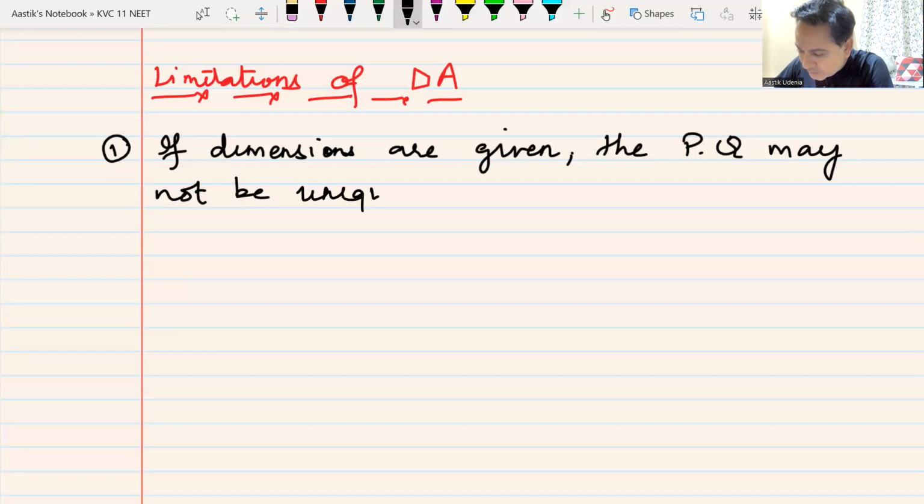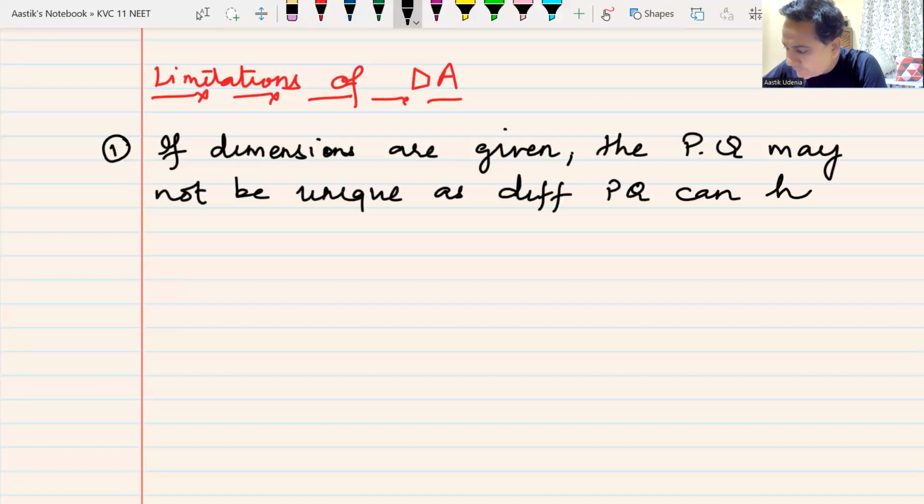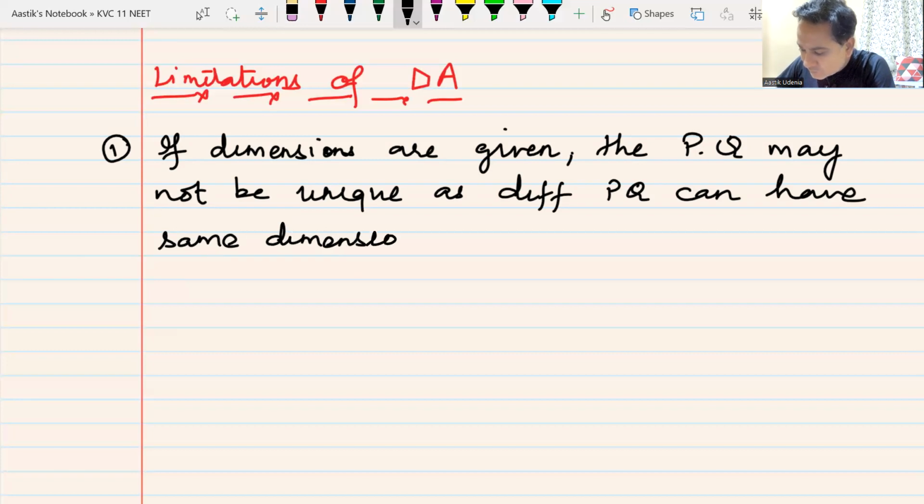May not be unique, as different physical quantities can have the same dimension. So just by looking at the dimension, we cannot say with confidence that okay, that dimension is this, the quantity would be this.